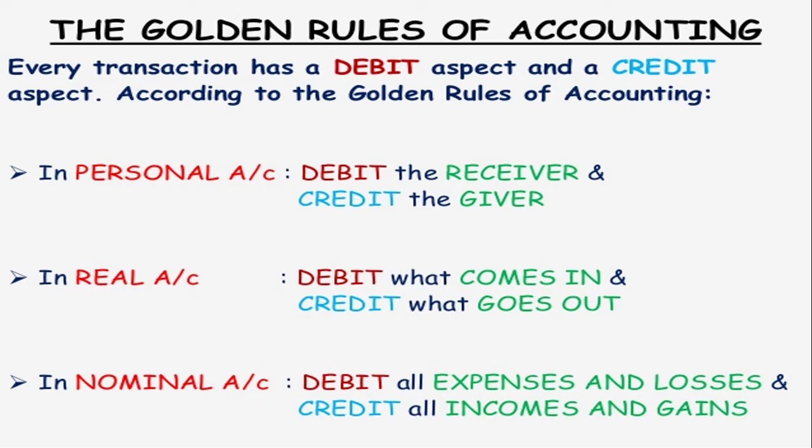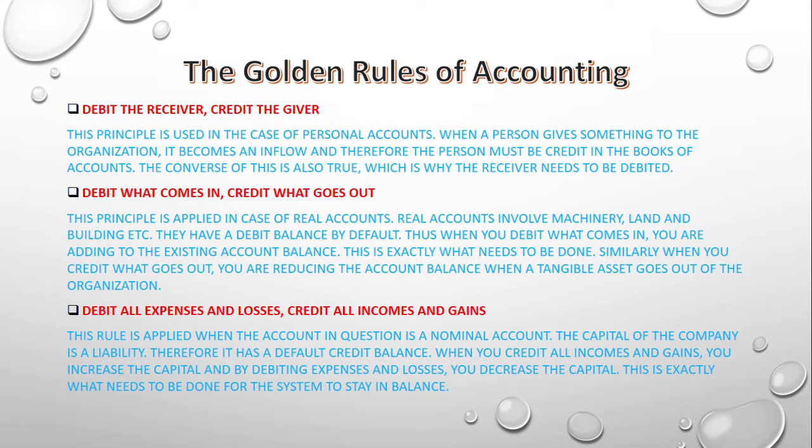Okay, then I will tell you the golden rules of accounting. First, in personal account, the rule is debit the receiver and credit the giver. In real accounts, the rule is debit what comes in, and credit what goes out. And finally, in nominal account, the rule is debit all expenses and losses, and credit all incomes and gains. Okay, friends, now I start explaining these.